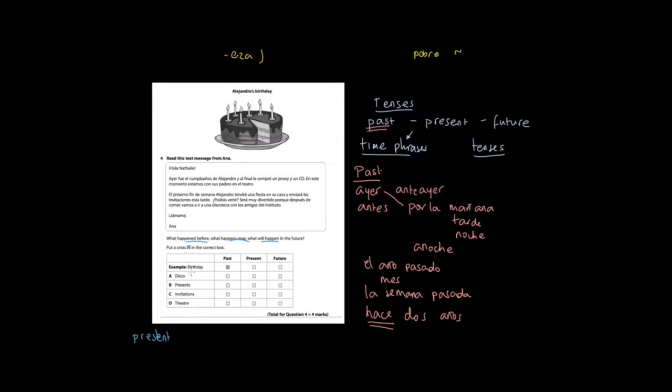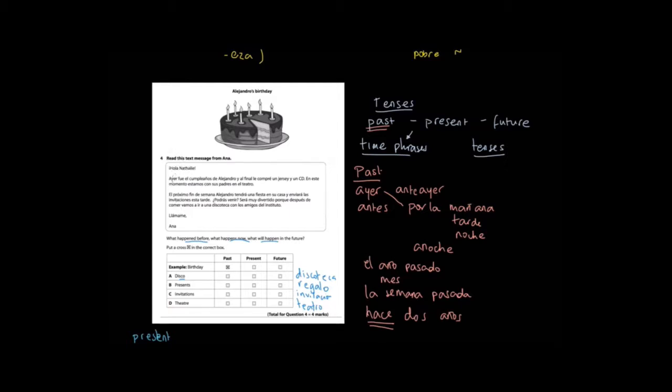So you need to put the cross in the correct box, and make sure that when you're putting the cross in the correct box that you do it carefully. Follow with your finger: past, present, invitations, whatever. And you need to find information. When does it talk about a disco? Remember, disco is discoteca. Presents, remember the word for presents is regalo, but it might not necessarily mention the word regalo. Also remember invitations, invitaciones. And theatre, teatro. So when are these things happening, or when will they happen? So let's start reading.